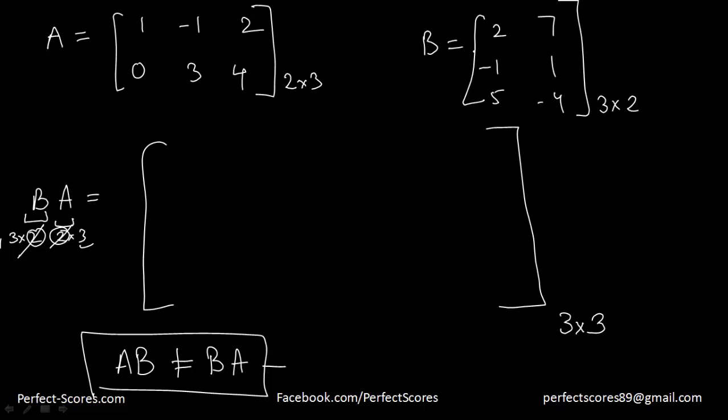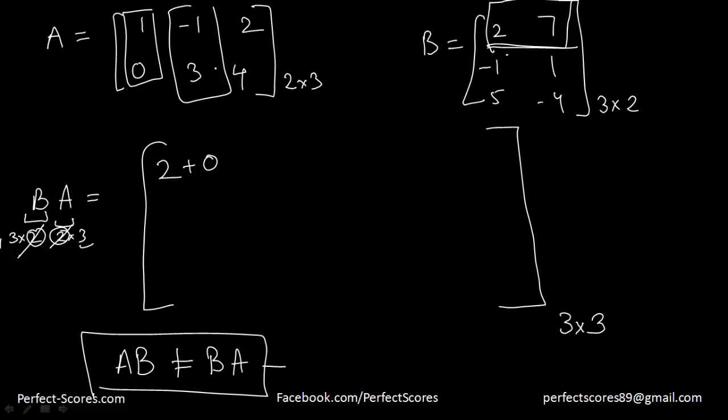Now if I want to multiply B into A, what I'm going to do is multiply this row with this column here. So I'm going to have 2 into 1, that is 2. Then I'm going to have 7 into 0, which is equal to 0. Then I'm going to multiply this row into this column here, because I'm doing B into A. So row and column, that is how it's going to work. So 2 into minus 2 is going to be minus 2, and 7 into 3 is going to be 21. Then you're going to multiply this row into this column here, which is going to be 2 into 2, which is 4, and 7 into 4, that is 28.